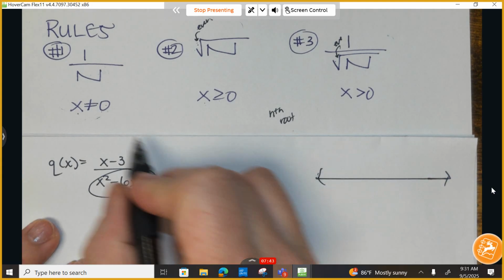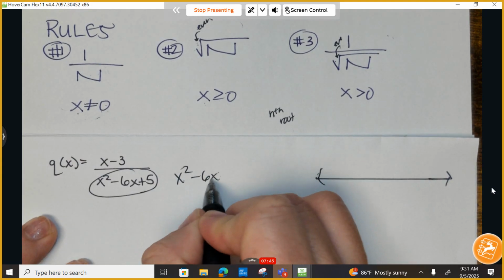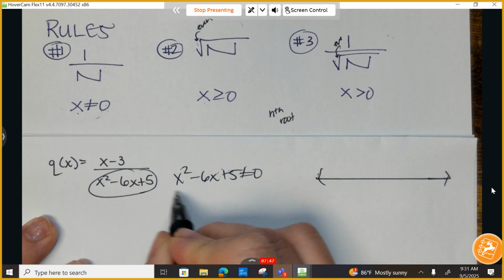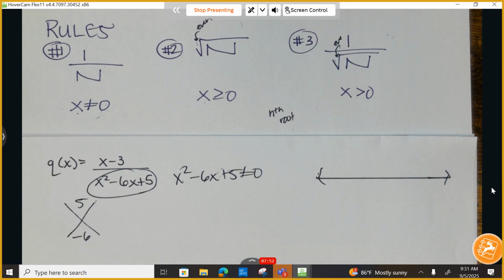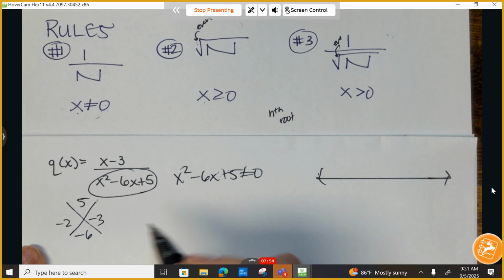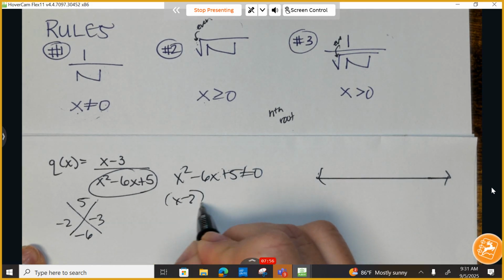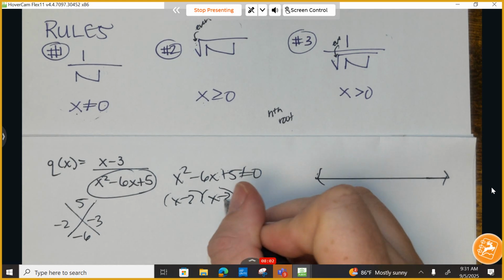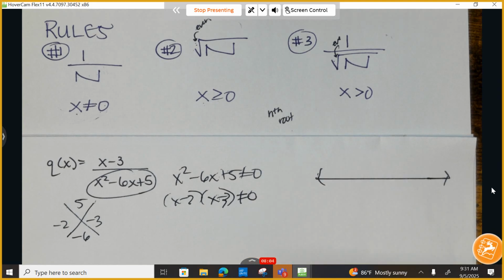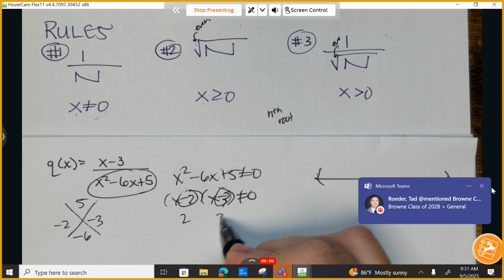So I'm going to come off to the side. This says that x squared minus 6x plus 5 cannot equal 0. I'm going to go ahead and factor this. What multiplies to give us positive 5 and combines to give us negative 6? That'd be negative 2 and negative 3. So x minus 2 and x minus 3. Did we just do this problem, or something similar? We did something similar, didn't we? Okay, that cannot equal 0, so this would be at 2 and this would be at 3.